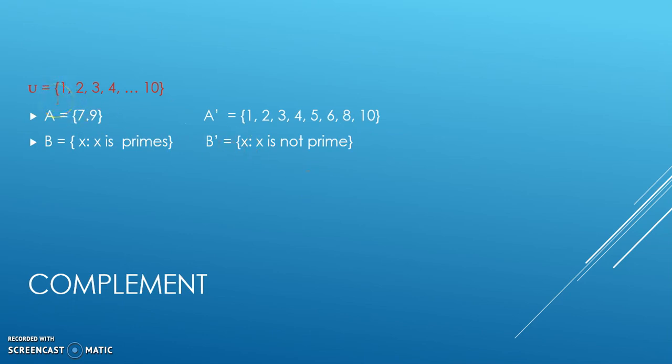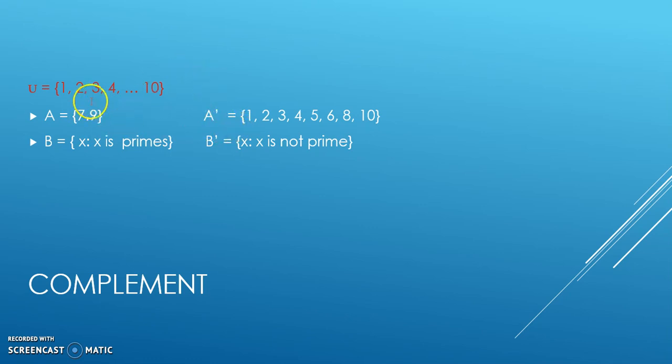For a complement, you need a universal set. You need to set boundaries. In this example, I'm only talking about the integers 1 through 10. And my apologies, that was supposed to be a comma right there. But, okay, so A is the numbers 7 and 9. Okay, so I'm supposed to list 2 numbers there.